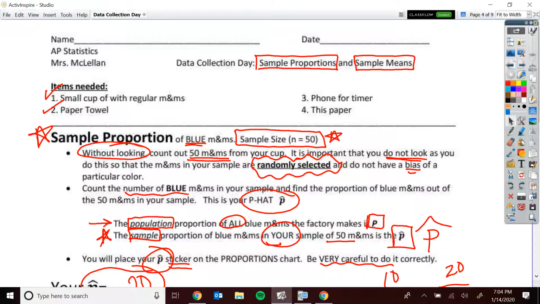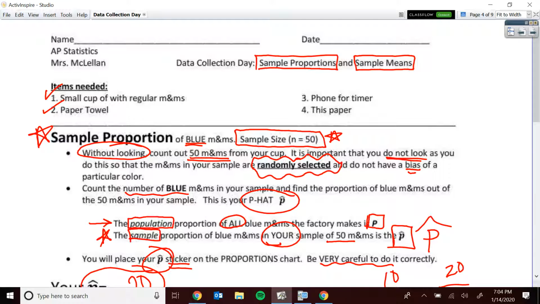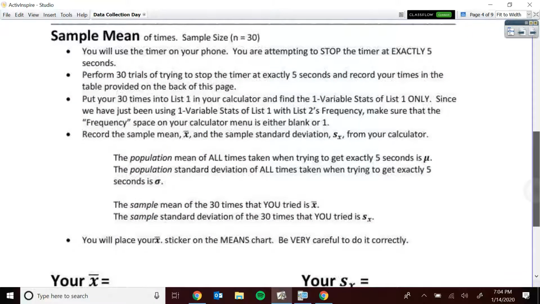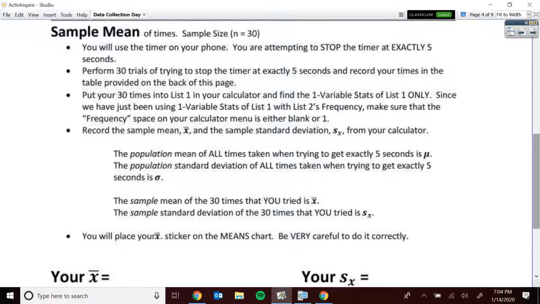All right, next activity. The next activity that we're going to do is going to be handling sample means. So we have quantitative data. So here's what we're going to be doing for our sample means. You are going to use the timer on your phone, and you are going to attempt to stop that timer exactly at the 5-second mark. That's your goal. Mark it at exactly 5 seconds. Do you think that you're going to be getting exactly 5 seconds every time? I don't think so. So you're going to be off from that.